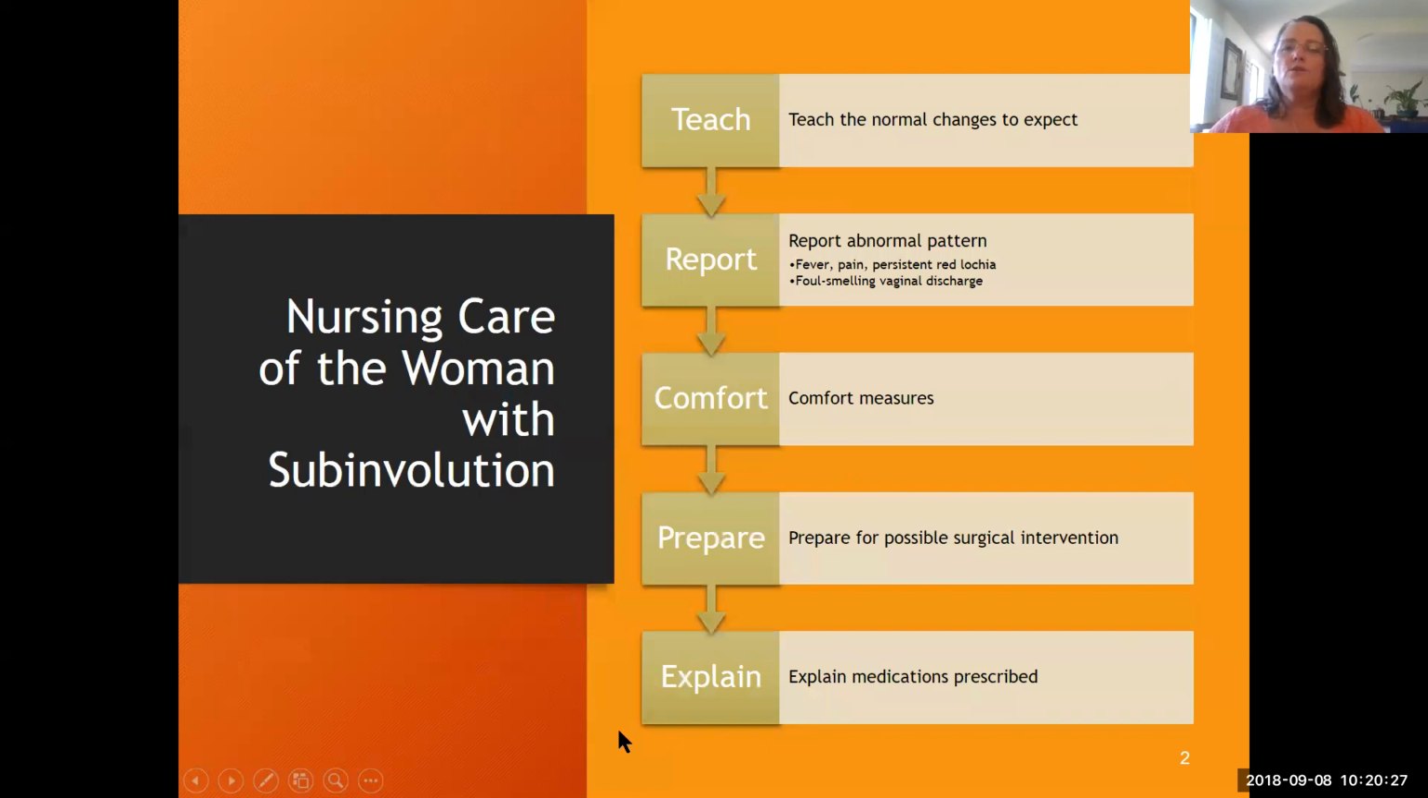So again, we want to teach a woman really good aftercare instructions, things that she would want to report. Any foul smell coming from the vagina, any temperature 100.4 or more needs to be reported. Persistent bleeding that isn't moving through the stages of going from bright red to brown to a very light color, and then tapering off. If that's not happening, she needs to go back and see her physician.